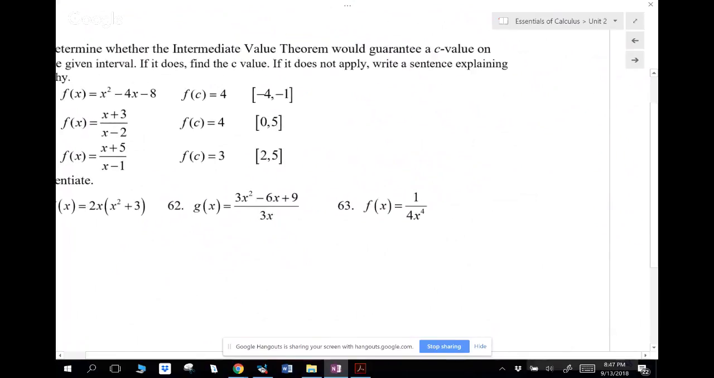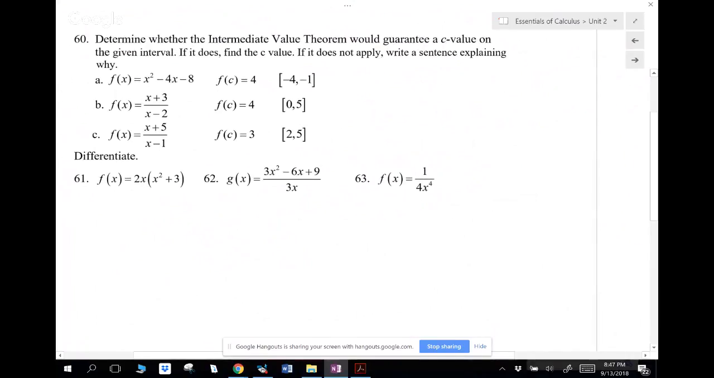Determine whether the intermediate value theorem would guarantee a c value on the given interval. If it does, find the c value. If it does not apply, write a sentence explaining why. Okay, so for the intermediate value theorem, you need to do 3 things. The first thing is check continuity.